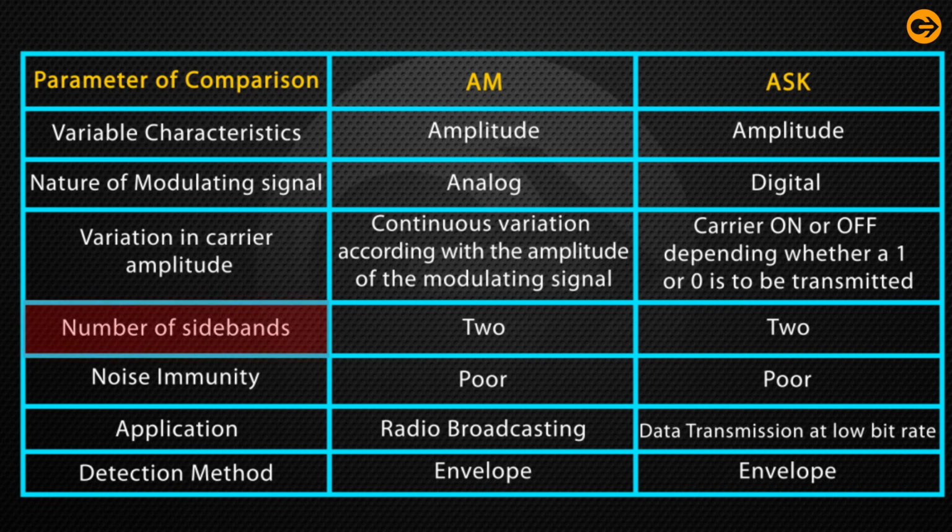The number of sidebands in case of the AM is 2. In case of the ASK, it is also 2. The noise immunity for both AM and ASK is poor. The application of the AM is basically radio broadcasting, and the application of the ASK is data transmission at low bit rate. Both the AM and the ASK can be demodulated using the envelope detector.